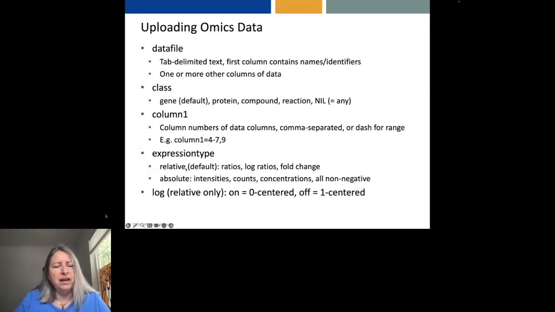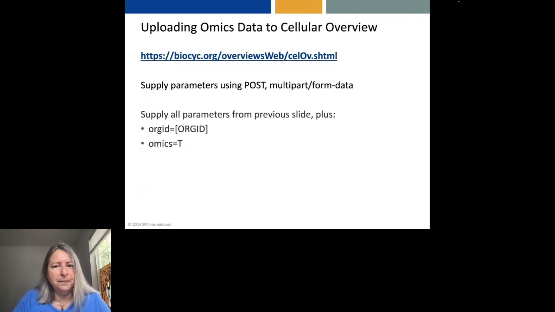And then for relative values, you need to tell us whether it's essentially a 0-centered scale. For log ratios, you have a scale centered around 0 where you have positive or negative values. But for other ratios, it's a 1-centered scale. So you have numbers that are either greater than 1 or less than 1, but no negative numbers. So you need to tell us whether your scale is log ratios, on or off for 1-centered scales. And those are the parameters you need to supply when uploading omics data.